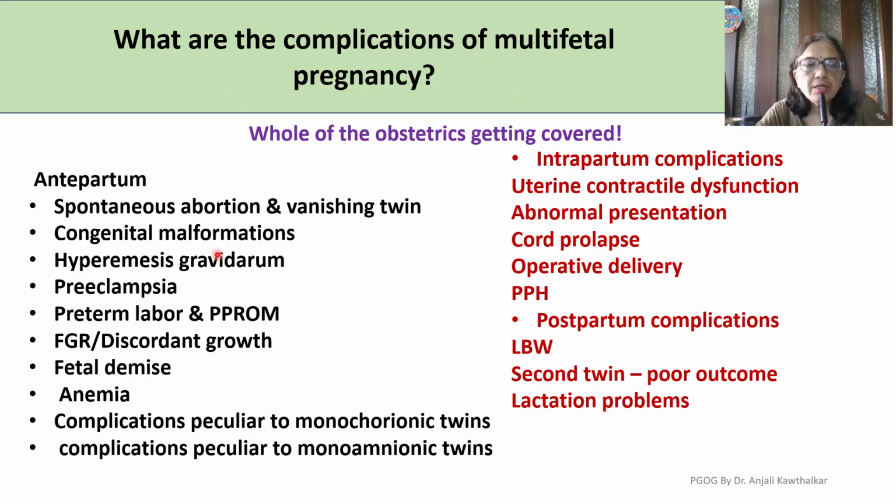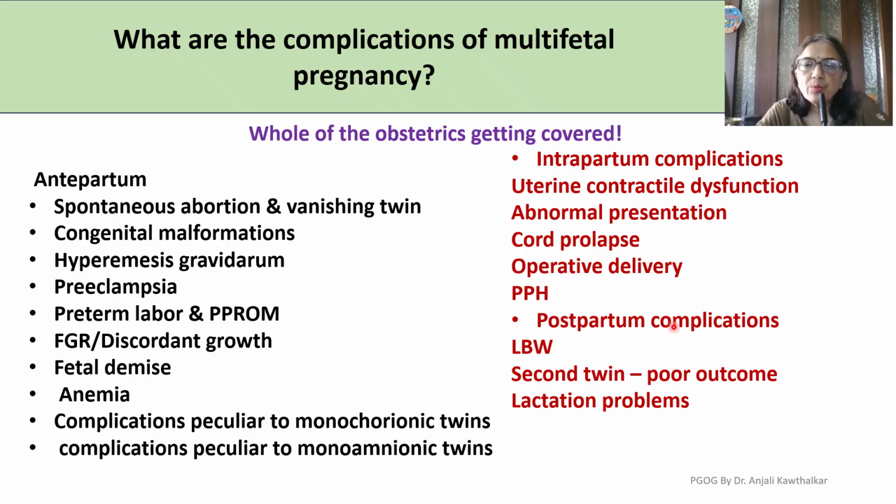Monochorionic, monoamniotic, there is further increase in congenital malformations. Hyperemesis gravidarum with increase in beta hCG, preeclampsia, preterm labor and pre-labor rupture of membranes, fetal growth restriction or discordant growth, fetal demise, demise of one or both the babies in a twin pregnancy, anemia complicating pregnancy, complications peculiar to monochorionic and monoamniotic twins, intrapartum uterine contractile dysfunction, abnormal presentation, cord prolapse, and increase in operative delivery.